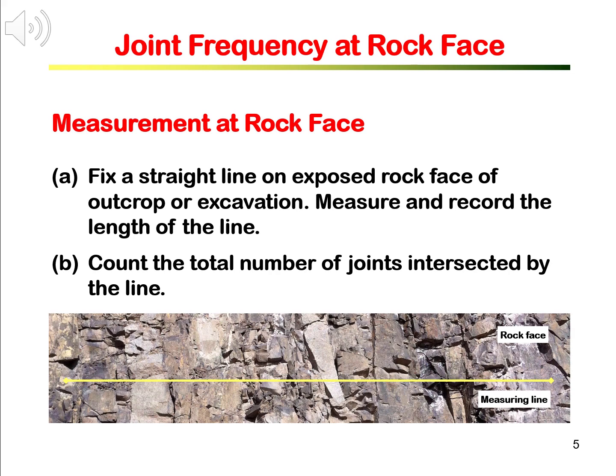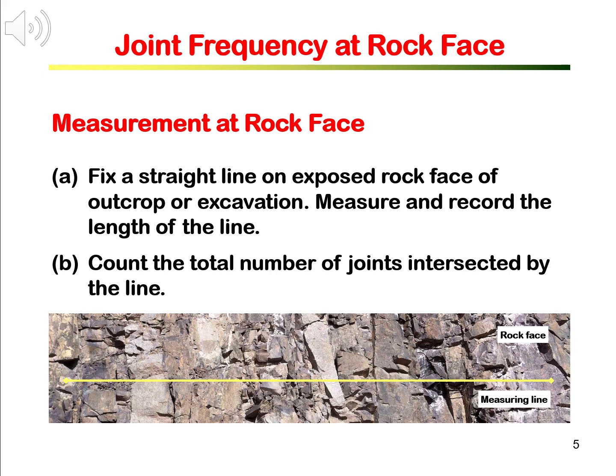To start with the measurements, we fix a straight line on the exposed rock face and measure and record the length of the line. For example, 50 meter or 100 meter or 20 meter. The simplest and the quickest way is to count the total number of joints intersected by this particular line. You just count a number, say 45 joints within this particular line of 20 meter.